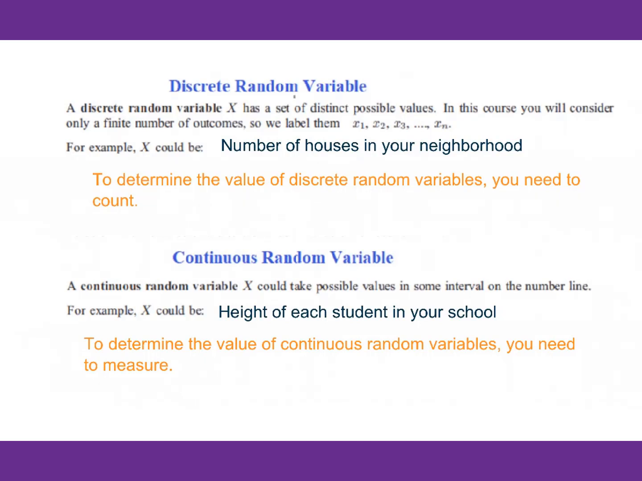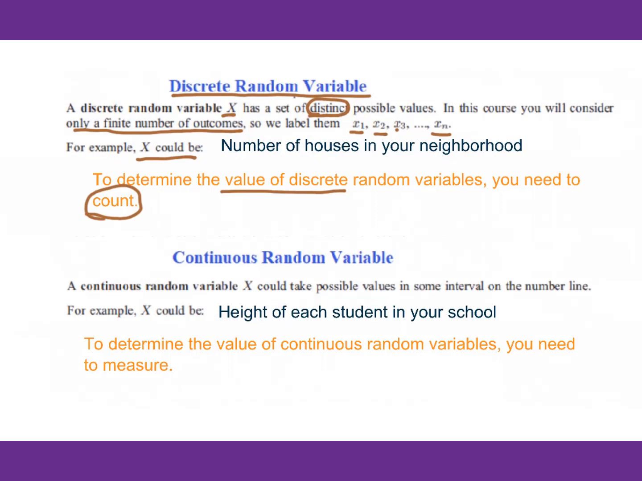Today's lesson is about discrete random variables. A discrete random variable X has a set of distinct possible values. In this course, you will consider only a finite number of outcomes, so we label them x1, x2, until xn. For example, X could be the number of houses in your neighborhood. To determine the value of discrete random variables, you need to count.